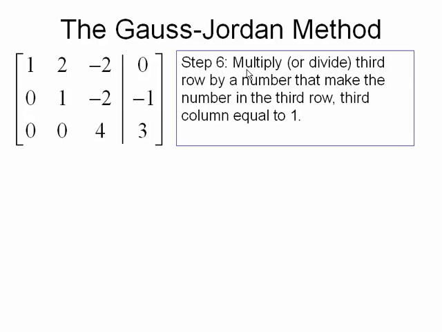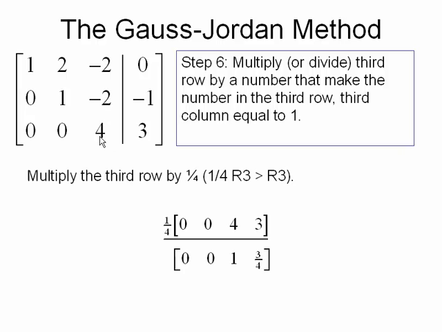So in step 6, we're going to multiply or divide the third row by a number that makes the entry in the third row, third column, equal to 1. So that 4 needs to become a 1. So we're going to multiply the third row by 1/4 and put the result into row 3. So 1/4 times each of the entries, 0, 0, 4, and 3, leaves me with 0, 0, 1, and 3/4. So now I've put that in place of row 3, and notice we've made 1s, zeros below, 1s, zeros below. We've got a 1 there, but there's nothing below.